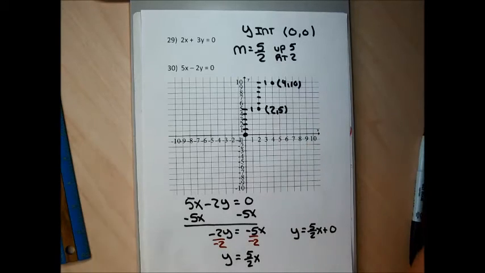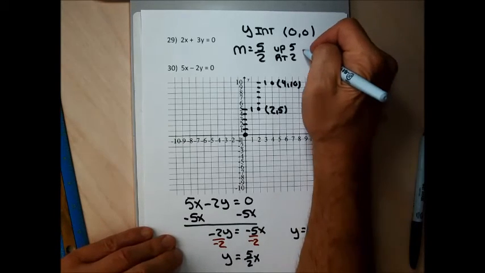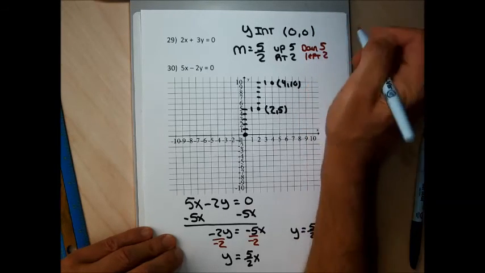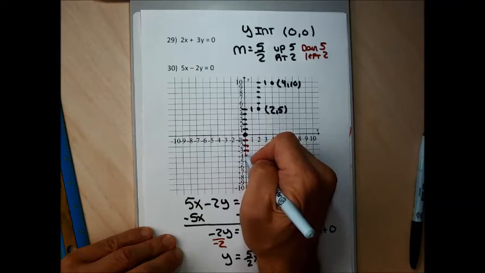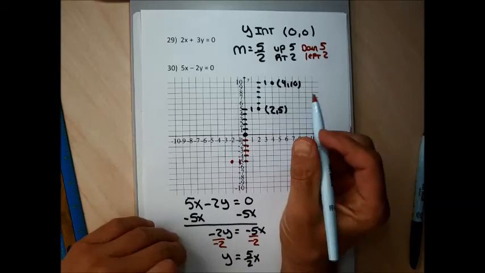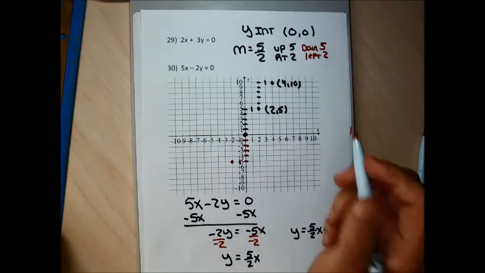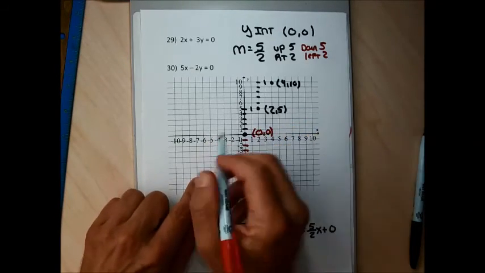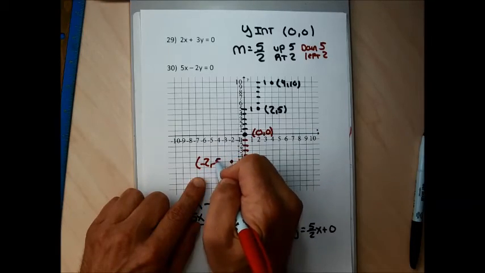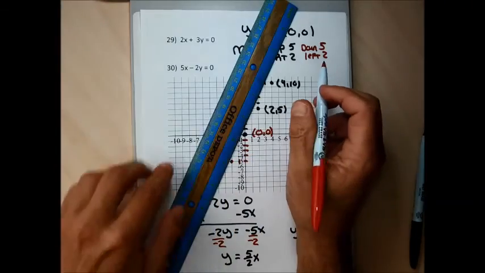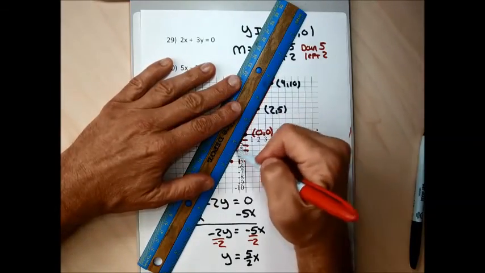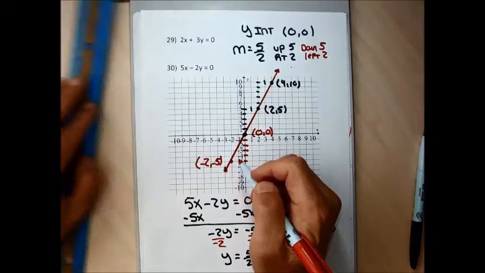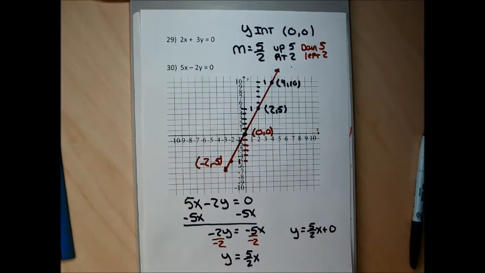Let me double flip these and go down 5 and left 2. So down 1, 2, 3, 4, 5, left 1, 2. That'll take me to another point, and I should probably label these points. There's the point (0, 0). That's the point (-2, -5). And I'll graph my line. Certainly don't need to use multiple colors. Don't need to draw arrows at the end of your line, but it's kind of nice if you do.